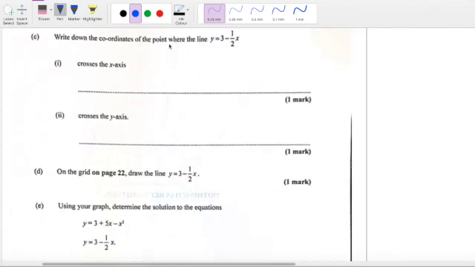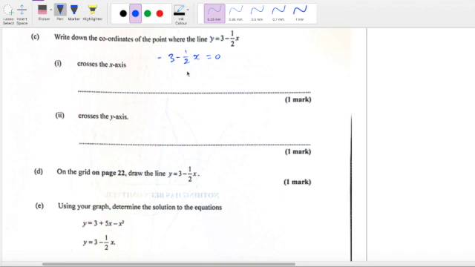Write down the coordinates of the point where the line y is equal to 3 minus a half x crosses the x-axis. So where it crosses the x-axis will be at y is 0. So 0 is equal to 3 minus a half x. Well, let me put the 0 on this side.